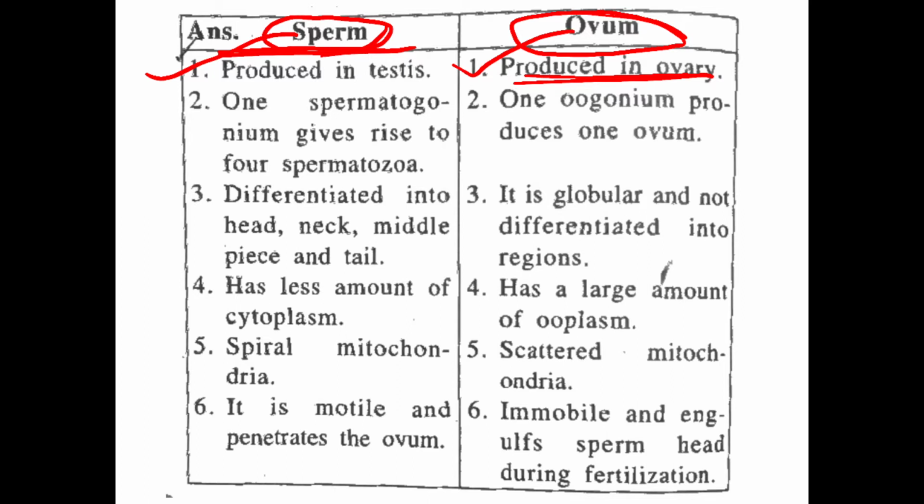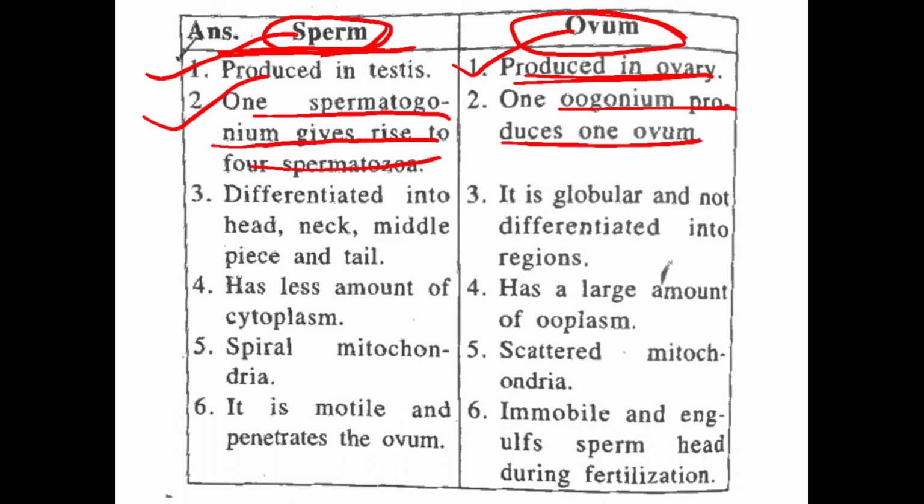Okay, one spermatogonium gives rise to 4 spermatozoa. The process of production of sperm is known as spermatogenesis. In that spermatogenesis process, we get 4 spermatozoa. That means 4 sperms from only one spermatogonium. Whereas one oogonium produces one big ovum, that is large in size.